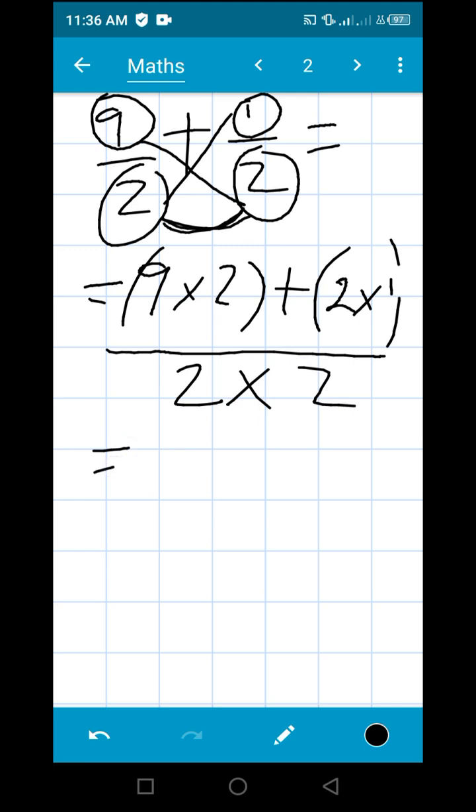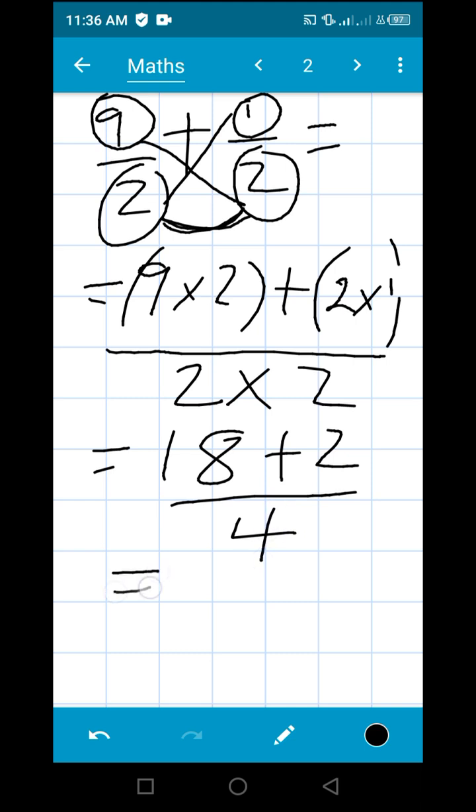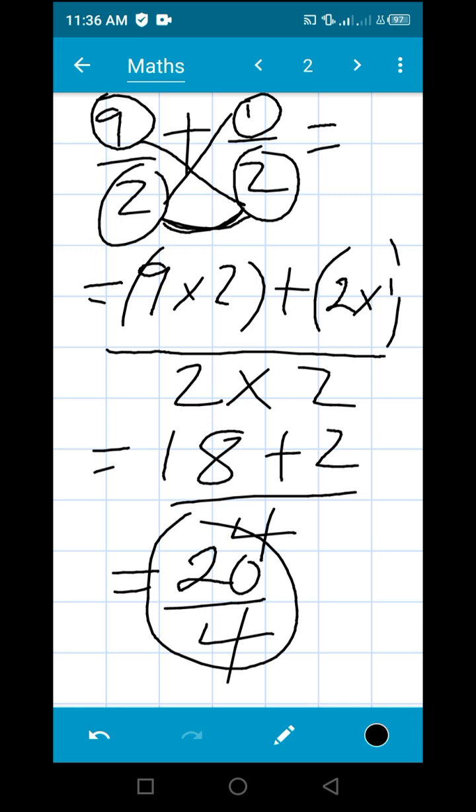So now we are going to express it as 9 times 2, which is going to give us 18, plus 2 times 1, which is going to give us 2, divided by 2 times 2, which is 4. So the answer is simply 18 plus 2 is 20 over 4. So this is the answer in fraction, and this is the case of addition of fractions. To repeat or to make a recap, we are going to use 9 times 2 plus 2 times 1 divided by the multiple of the denominator. Now we are going to move to the next use case, which is subtraction of fractions.